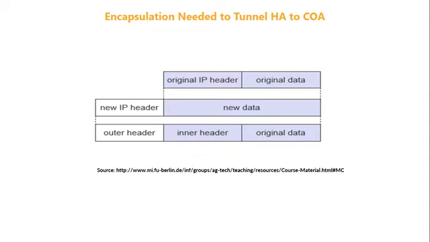So tunneling, that is sending a packet through a tunnel, is achieved using encapsulation. Encapsulation is a mechanism of taking a packet consisting of header and data and putting it into the data part of a new packet.